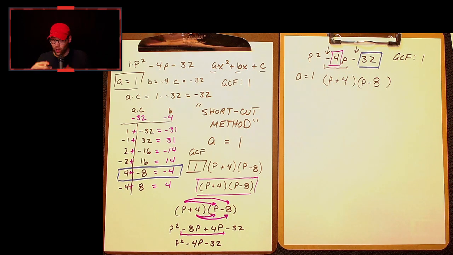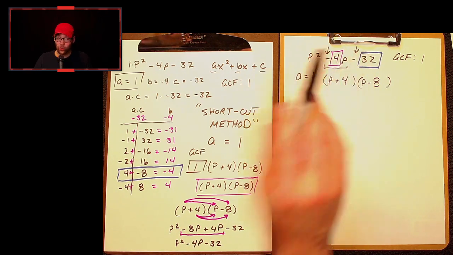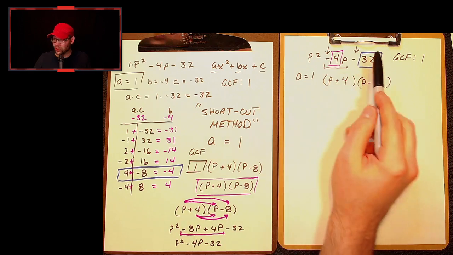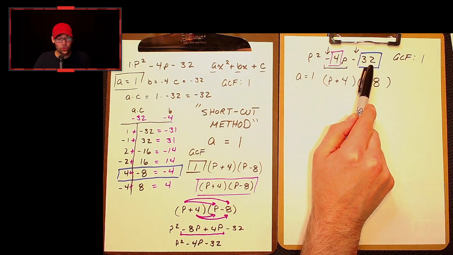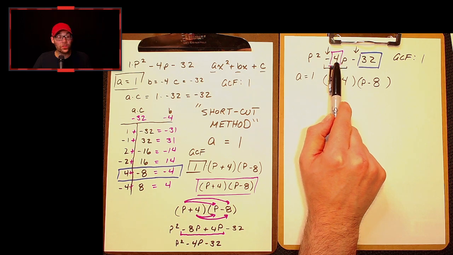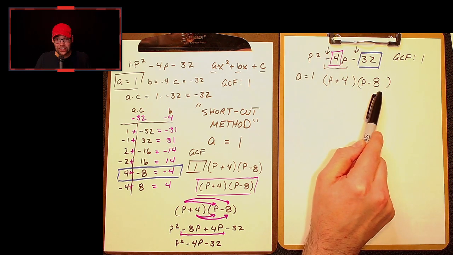So I did talk a lot, and that was a lot of wordage, but I want you to understand how this works. So let's very quickly show how it's done. We would take a look at the problem and just not even worry about the signs. We're just going to assume all signs are positive. We need two factors of 32 that have a sum or difference of 4. Those two factors are 4 and 8.